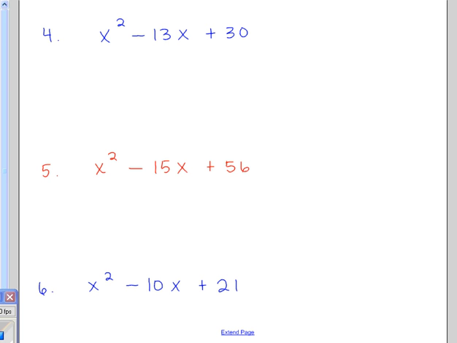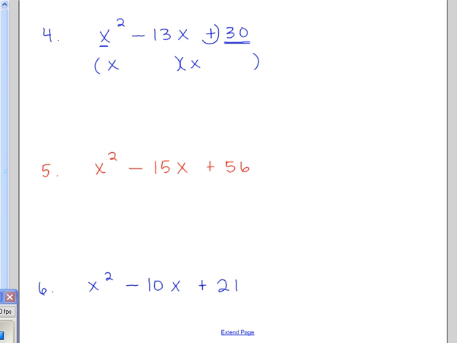Number 4 says to factor x squared minus 13x plus 30. Okay, again, first you're going to say if you have a common factor, which we do not. Then notice if you begin with x squared, if we want to break this into two polynomials or two binomials, it will be x times x. Look at your last number, positive 30.